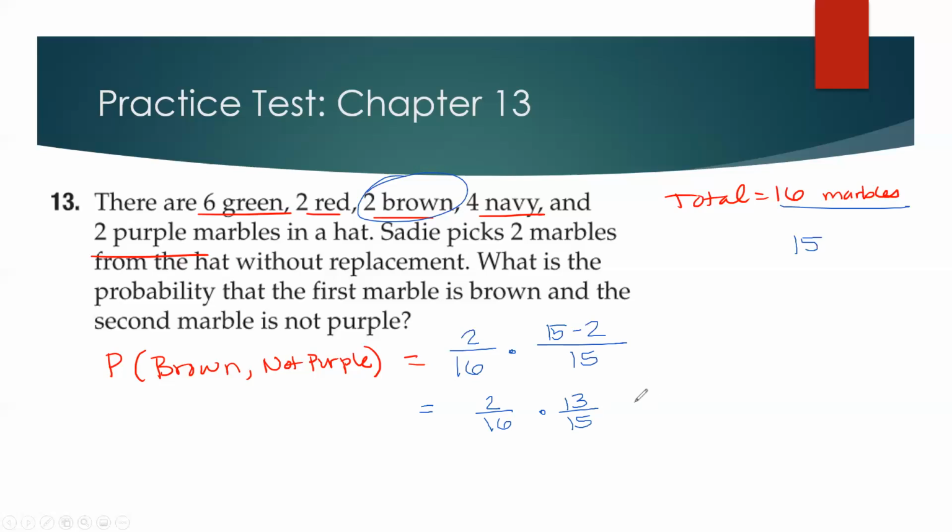Okay, so then we would multiply 2 times 13, and that would be 26. And 16 times 15, that would be 240. And then we would simplify by 2 over 2. So 26 divided by 2 is 13, and 240 divided by 2 is 120. So the probability of getting a brown marble and then not a purple marble would be 13 out of 120.